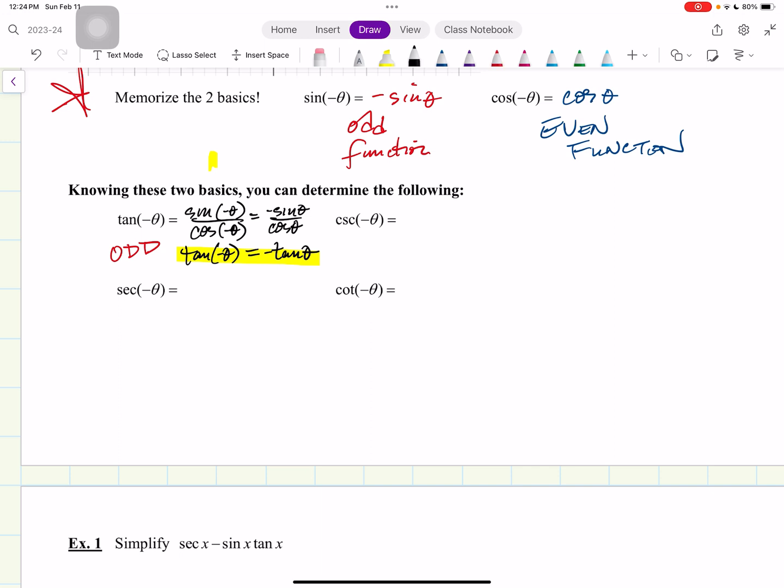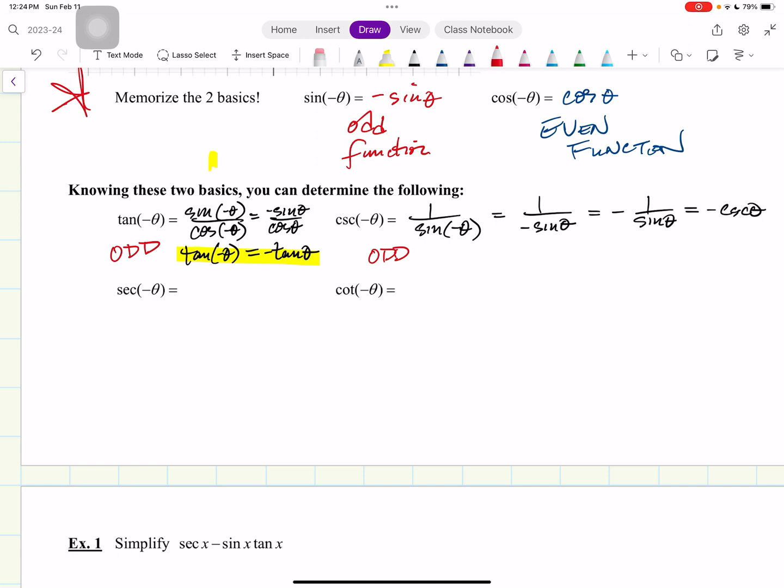Okay, so let's look at the other one. Cosecant is a reciprocal of sine, so this is 1 divided by negative sine theta, which is the negative of 1 over sine theta. That is negative cosecant theta, because 1 over sine is called cosecant. So guess what? The cosecant function is odd as well, because cosecant of negative theta equals negative cosecant theta. That's the definition of odd.